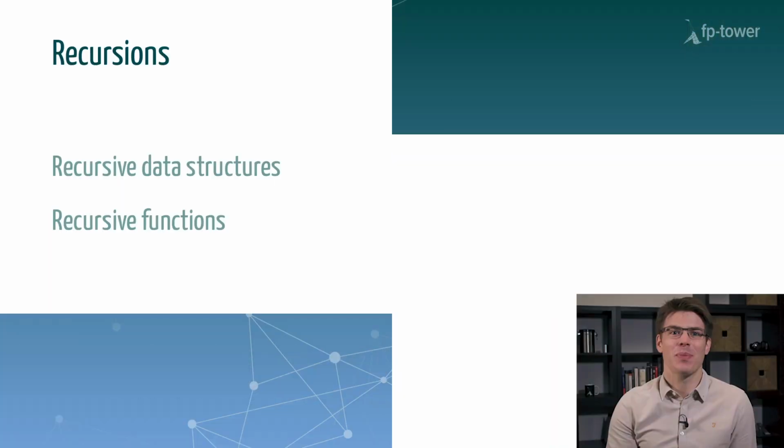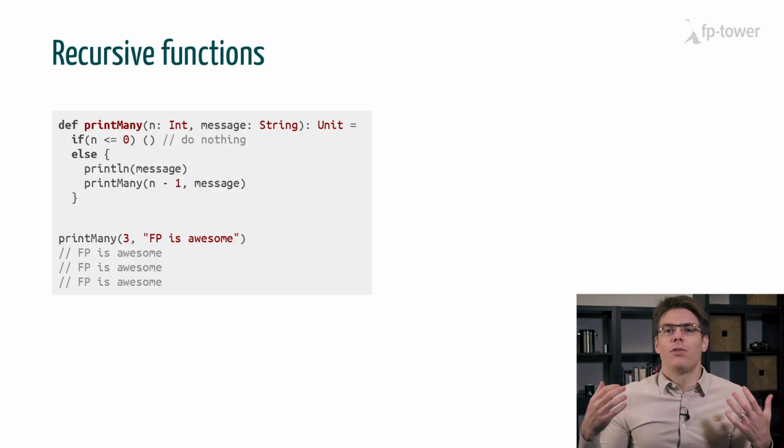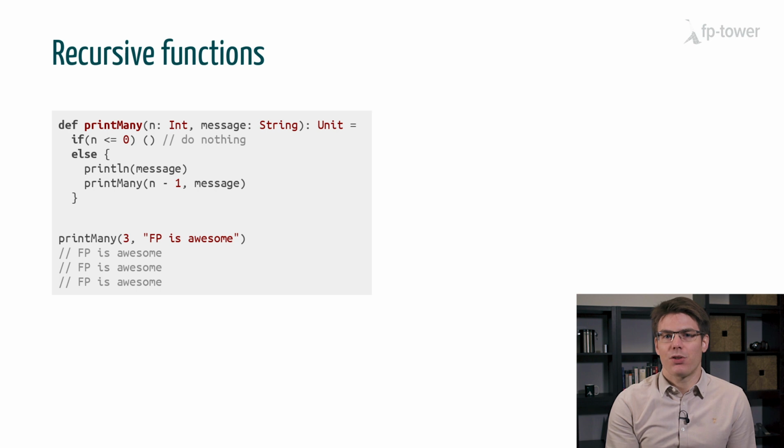Great! So it's important to mention that there are different kinds of recursions. We can have recursive data structures or recursive algorithms. But the idea behind them is the same: a piece of code that references itself. Let's see what this means in practice. First, let's talk about recursive functions.